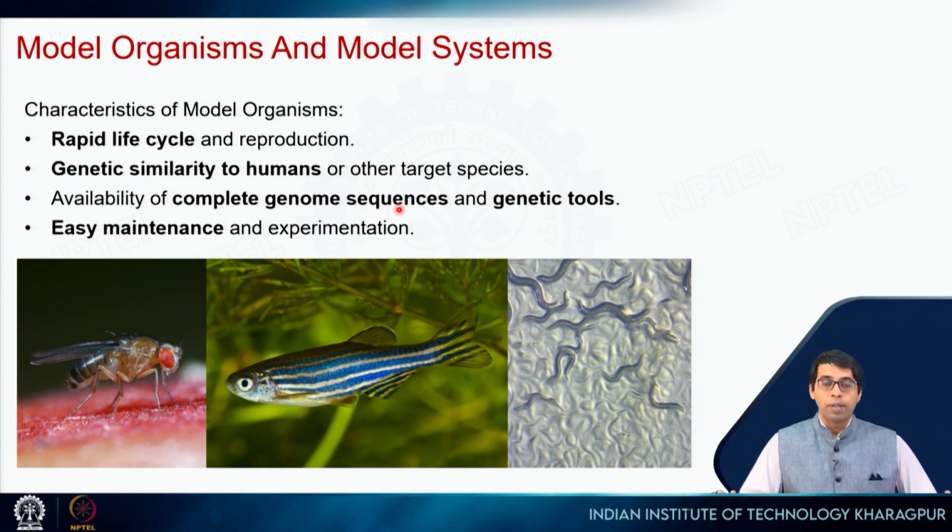So, we should have the complete genome sequence of this model organism, and we should know how many proteins are there and things like that, right? And there should be genetic tools available, because we want to make mutations, we want to delete certain proteins, we want to introduce some other proteins. So, all of these things can be done relatively easily. That is why these organisms are chosen as model organisms. And also easy maintenance and experimentation.